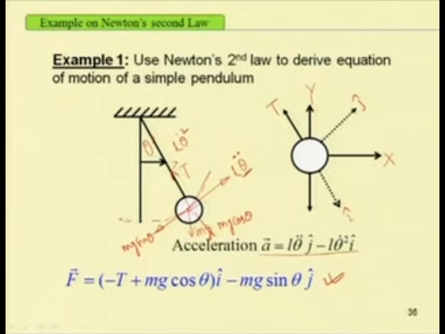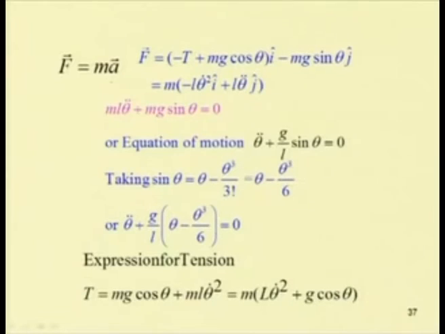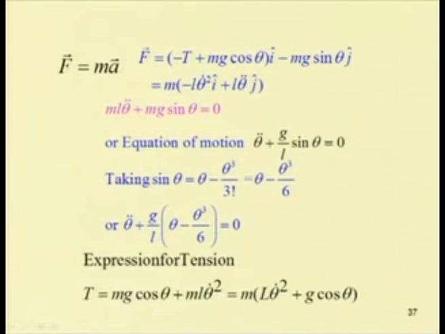Now, by substituting F equal to ma, F equal to minus T plus mg cos theta i minus mg sin theta j will be equal to m into minus L theta dot square i plus L theta double dot j. By equating the i and j components, I can write the equation of motion of the system. So, it will be m L theta double dot plus mg sin theta equal to 0, or by dividing by m L, this equation reduces to theta double dot plus g by L sin theta equal to 0.